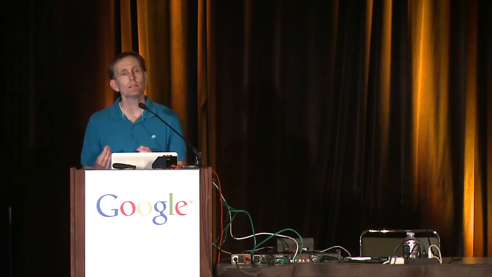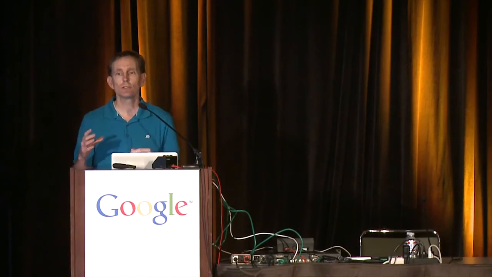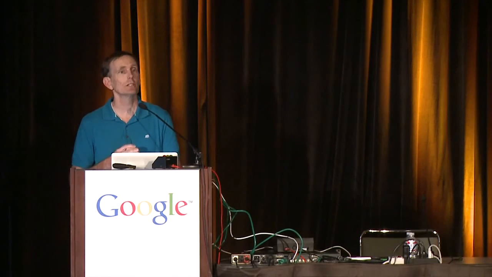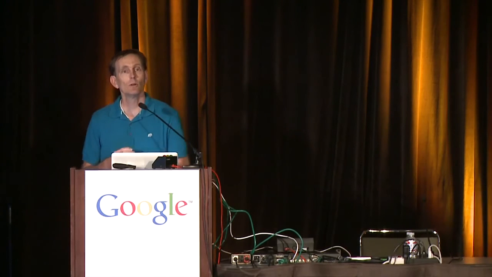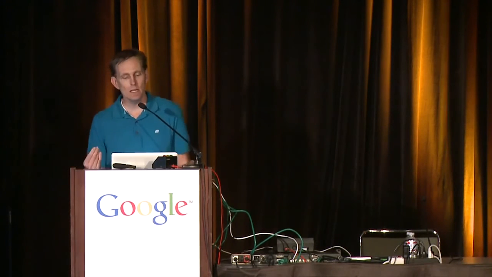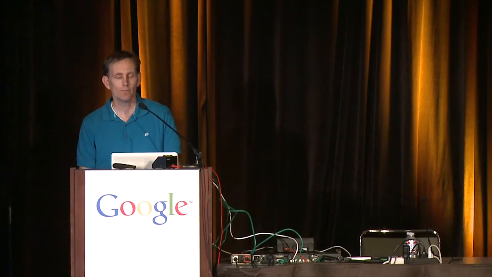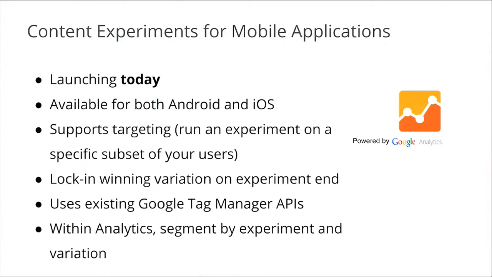You can run experiments on either all of your users or a targeted subset of users, again, using these rules. When an experiment ends, you can lock in a winning variation. You don't need to change your application. As long as you're using Google Tag Manager and your application is highly configurable, in the way we've discussed, and also supports Google Analytics, then experimentation just works.